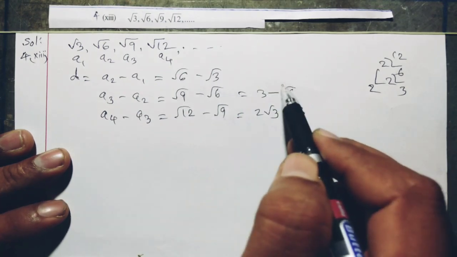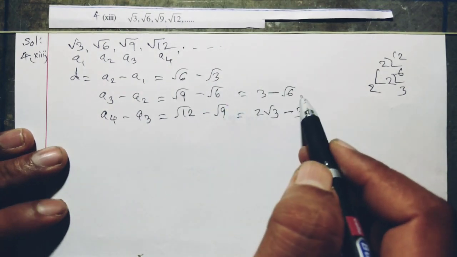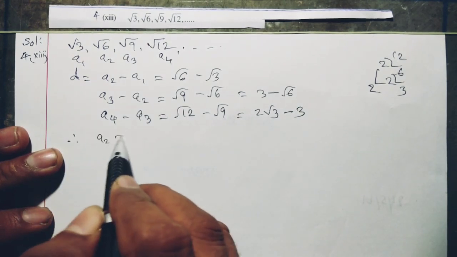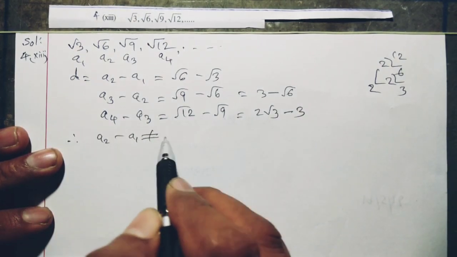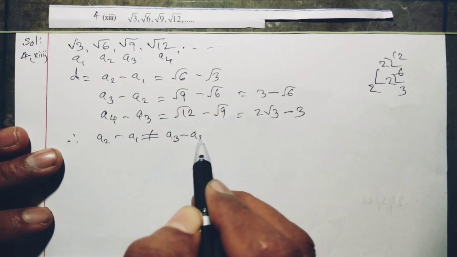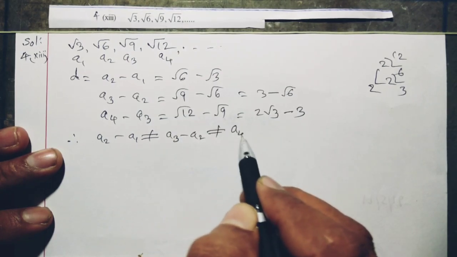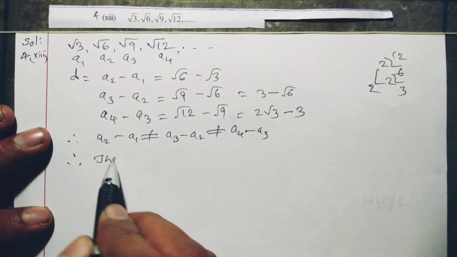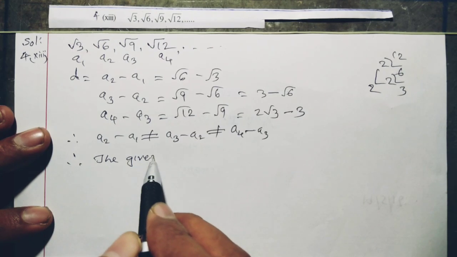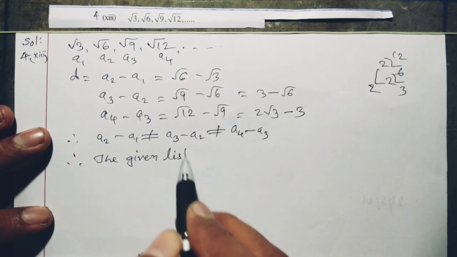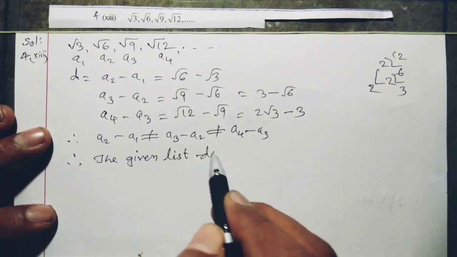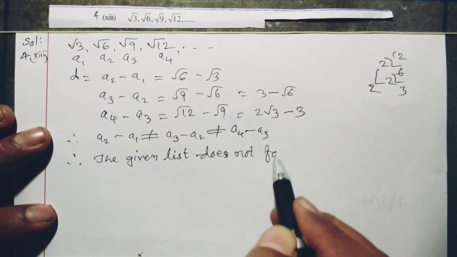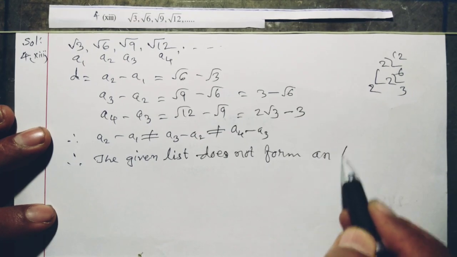So these common differences are not the same. Therefore a2 minus a1 is not equal to a3 minus a2, which is not equal to a4 minus a3. Therefore, the given list does not form an AP.